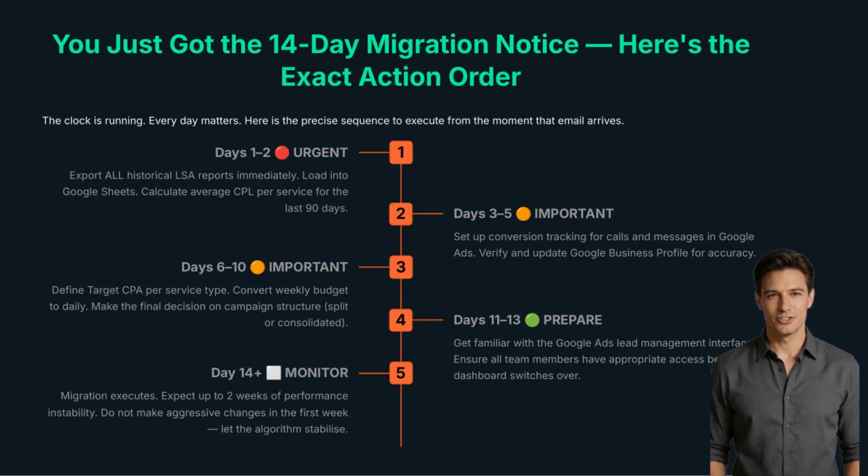Days 6 through 10. Make your campaign structure decision. If you run multiple service types in one campaign, decide whether to split them. Calculate your target CPA for each service type from the historical data you exported. Convert your weekly budget to a daily figure. If you're splitting campaigns, set the daily budgets for each.